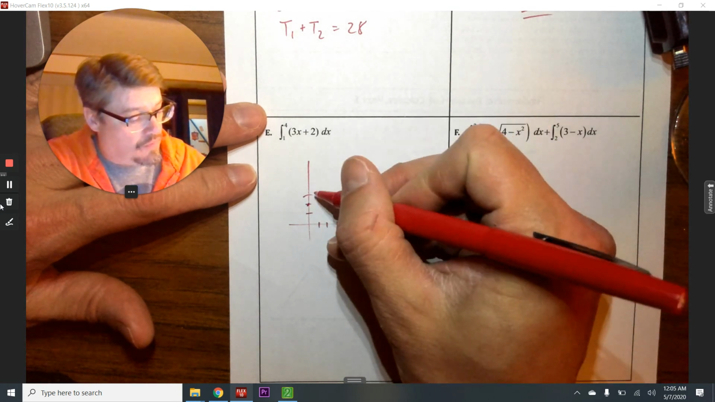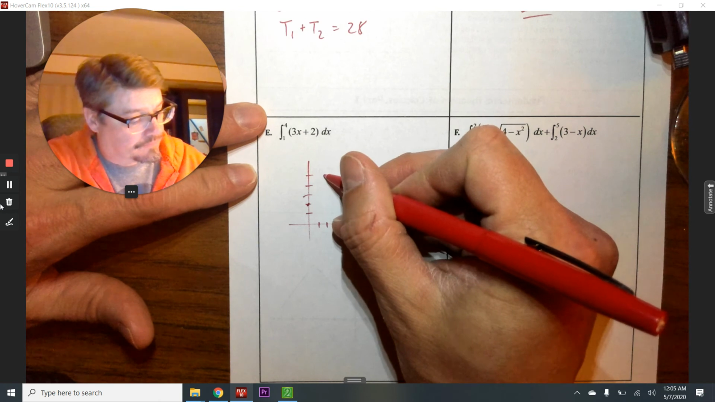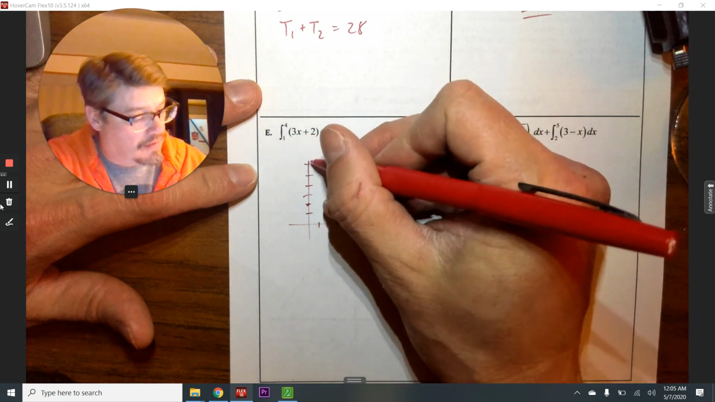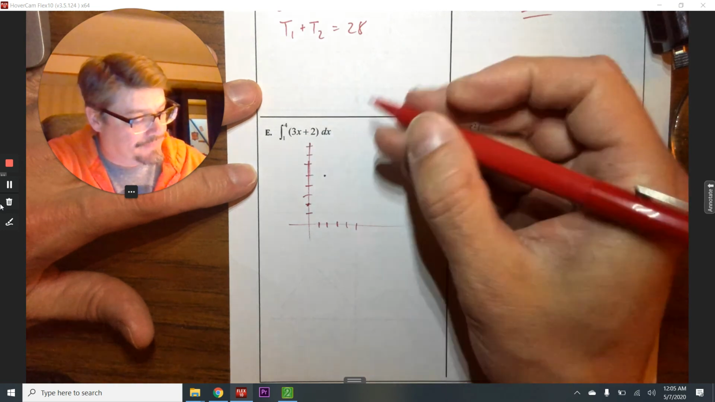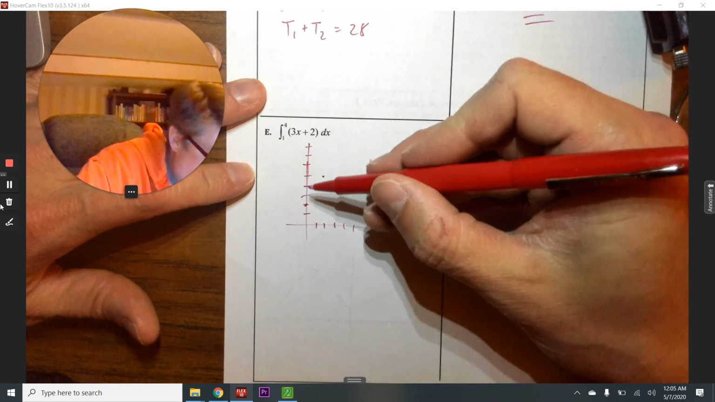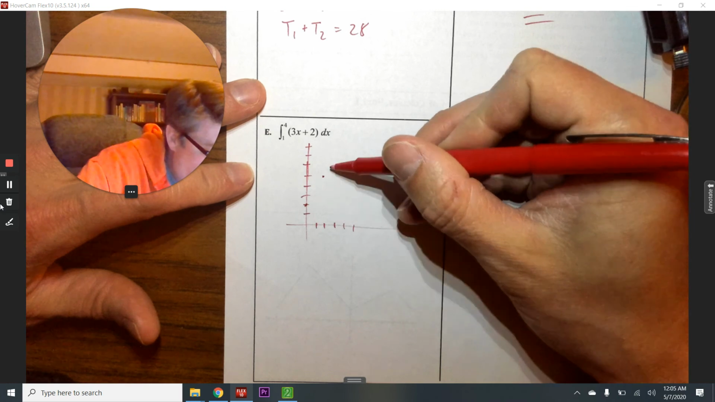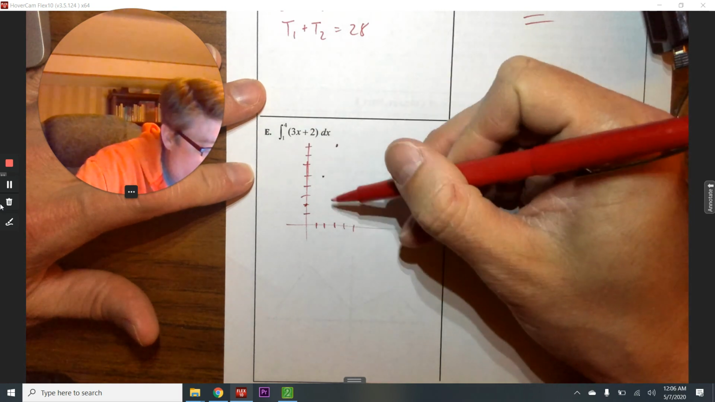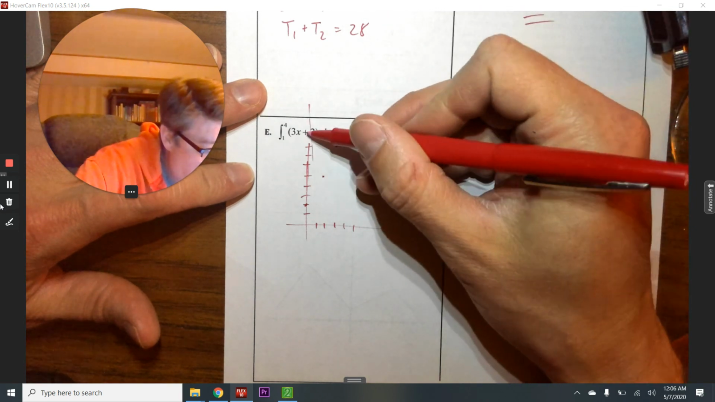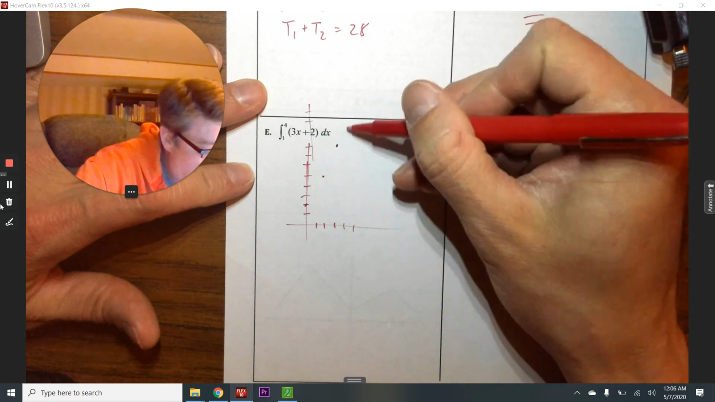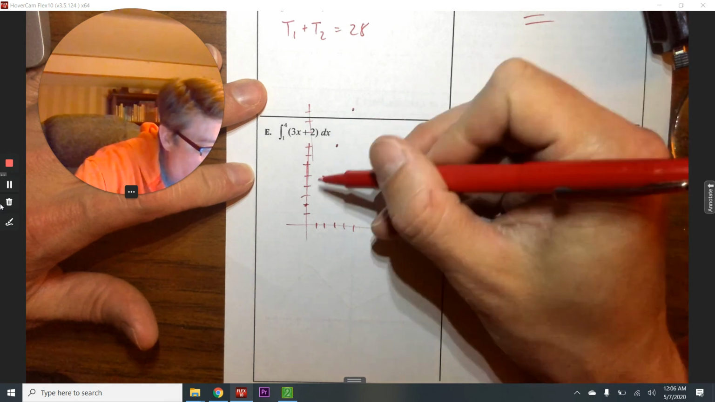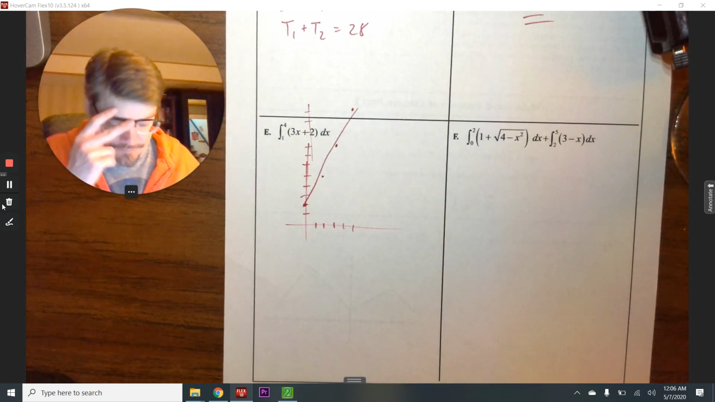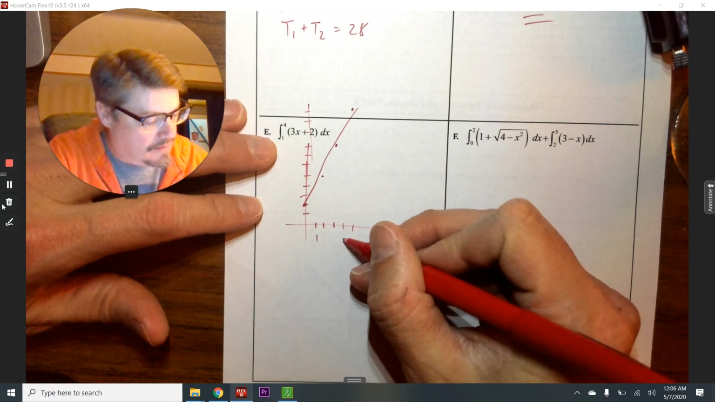When I go over 1, I go up 3. Go over 1, up 3. It's going to make me be careful. Now I'm going to 4, so I have to go up again. All right, so something like that. So I'm going from 1 to 4.